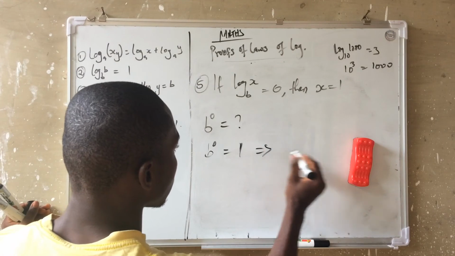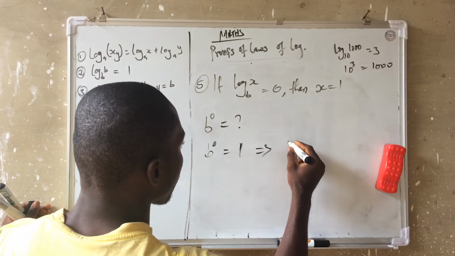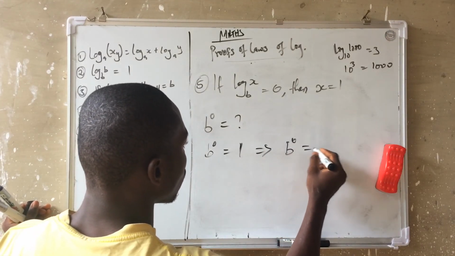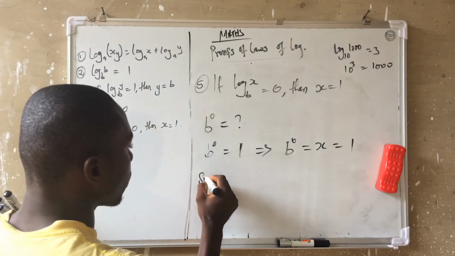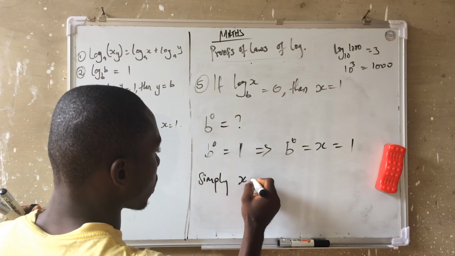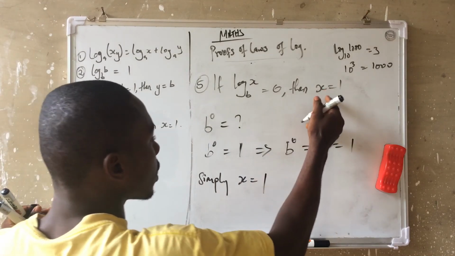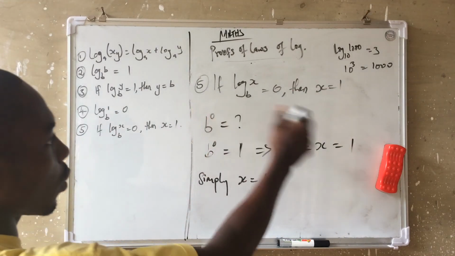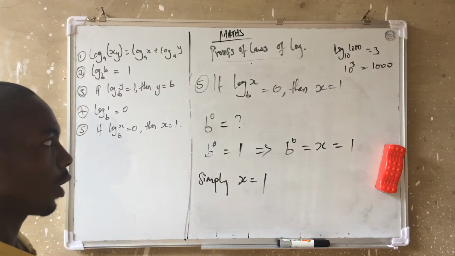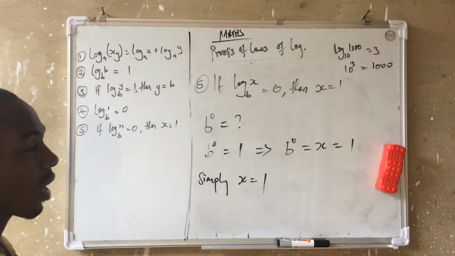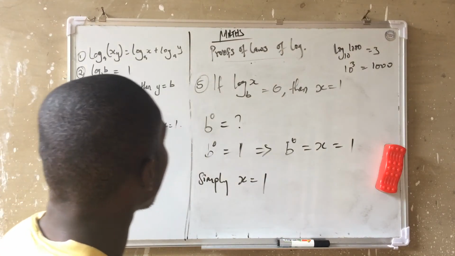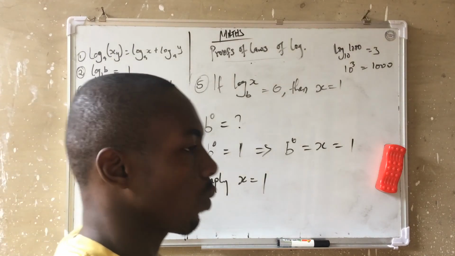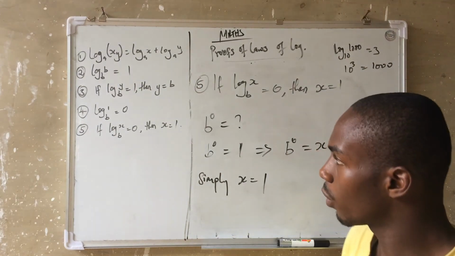This implies that x is equal to 1. So simply x is equal to 1. And this is what they told us from the question they gave us to prove: if log x base b is equal to 0, then x is equal to 1. And with that, we come to the end of today's proof.